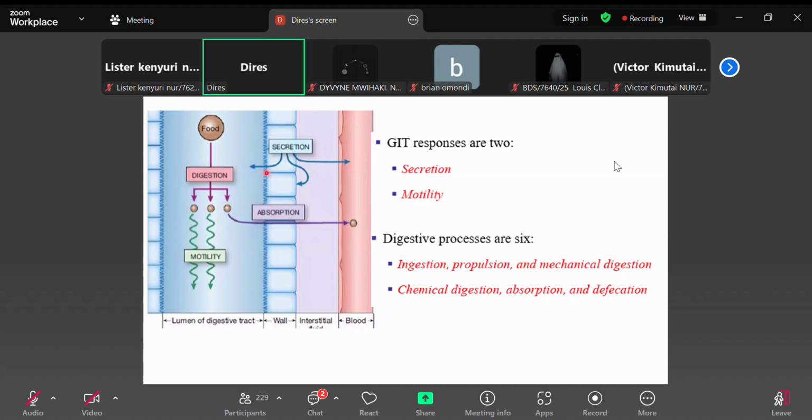You see, this is the tube that you find, the GIT. The food is moving along the gut like this, and digestion takes place. And in the GIT, the responses are two. Don't forget this. There are two GIT responses. These are secretion and motility. These are the two GI responses.